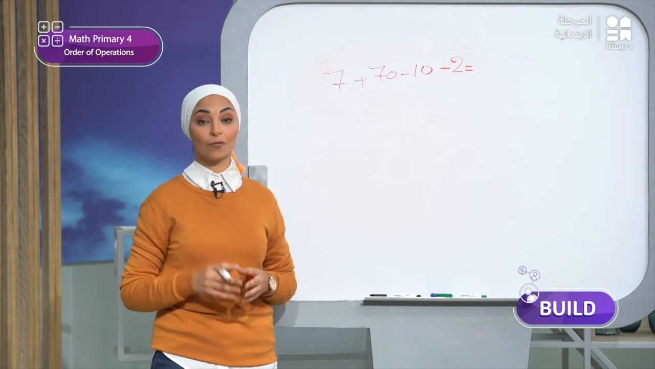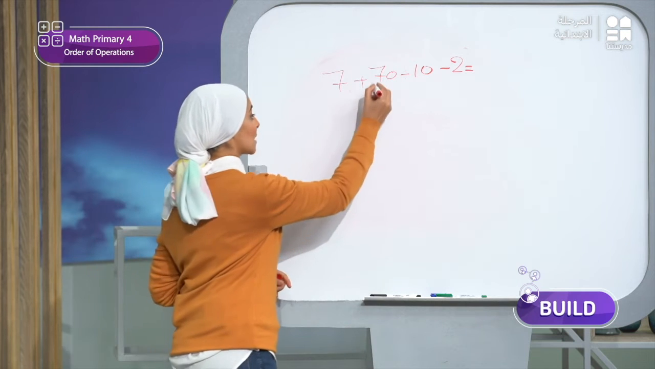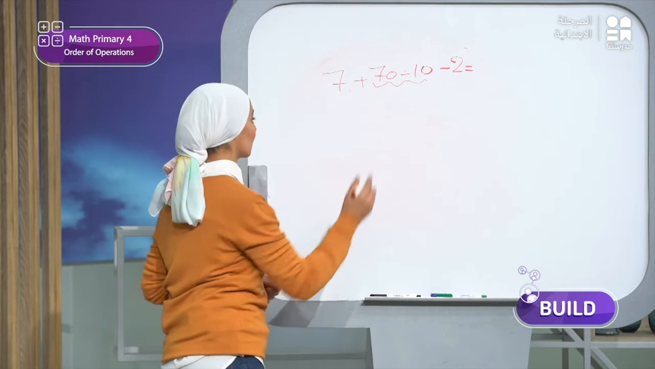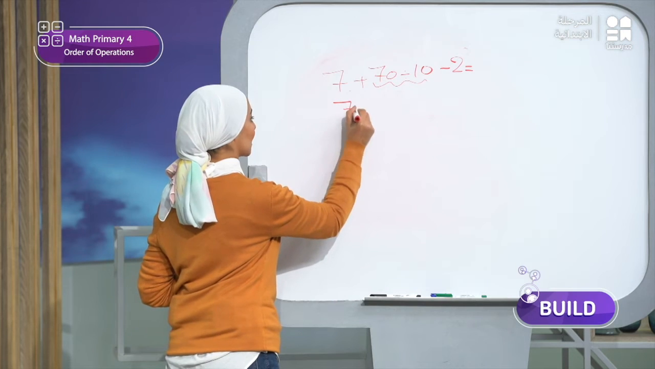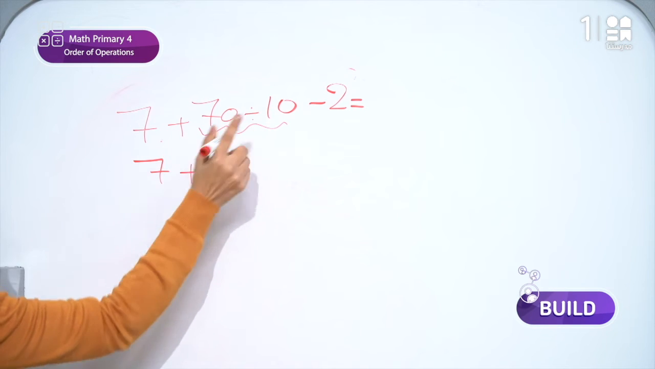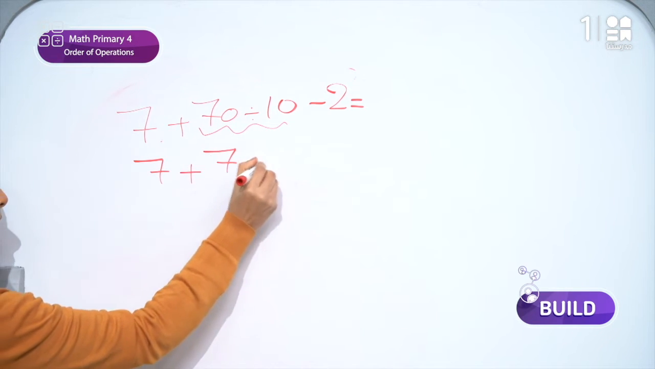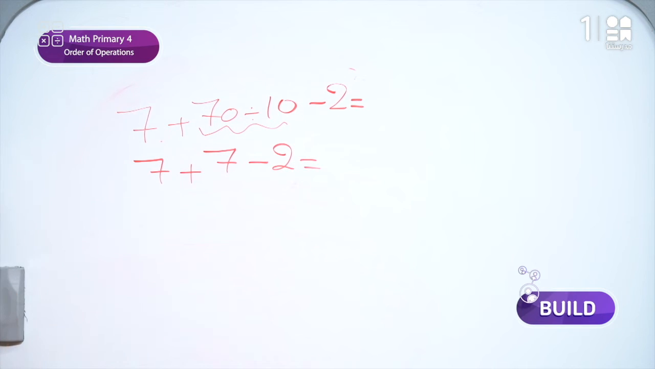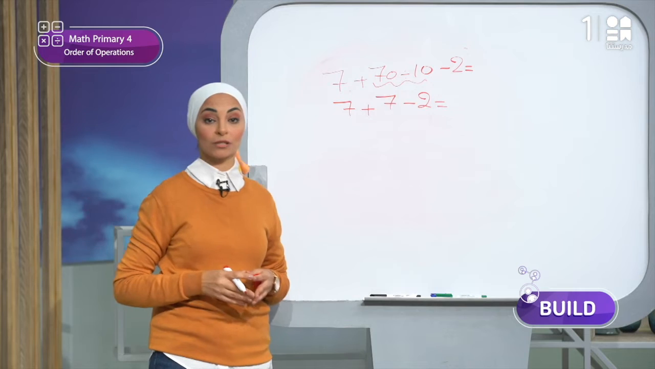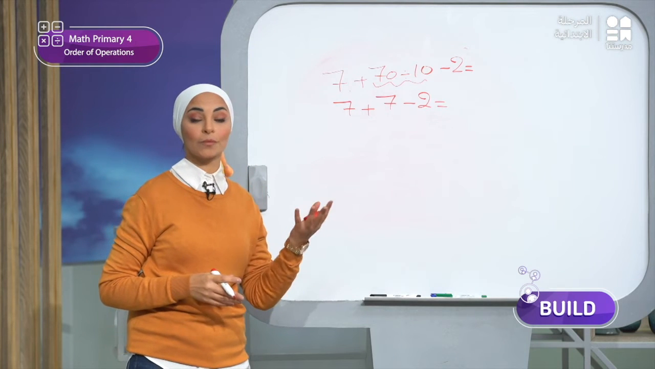Right, as we said before, the first thing I will do is 70 divided by 10. Then I write my problem: I have here 7 plus 70 divided by 10 gives me 7, then minus 2. And then what is the next step? Yes, I will make an addition or subtraction. I must start from the left.